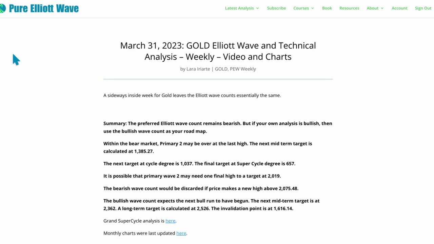Within the bear market, primary 2 could be over at the last high. The next midterm target for downward movement is calculated at 1385.27, the target at cycle degree 1037, and the final target at super cycle degree 657. But for the bearish count, it's possible primary 2 might need one final high to a target at 2019 before it's over. The bullish wave count, if that's your own analysis, then use this one. That expects the next bull run has begun, midterm target at 2362.